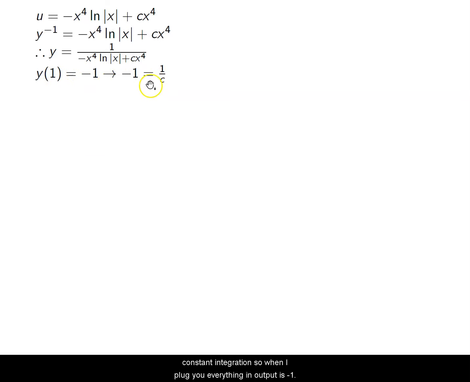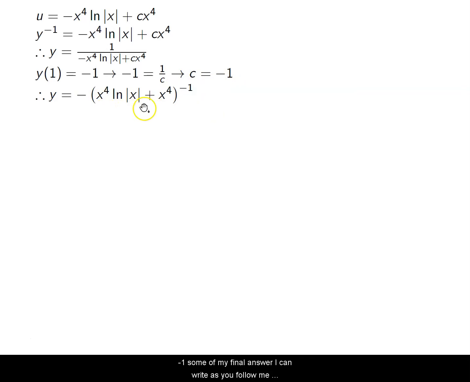So when I plug everything in, output is negative 1. Here, when I plug in 1, this whole thing goes to 0. I get c times 1. So negative 1 is 1 over c. Very nice when I plug this in, right? That's going to give me c is negative 1, right? Multiply times c, move the negative 1 back over. Very straightforward. C is negative 1.